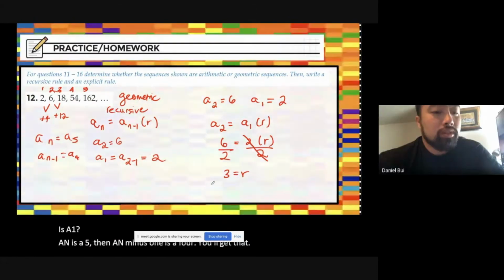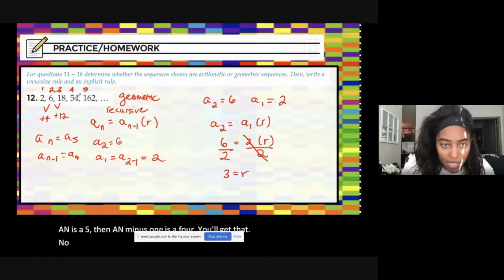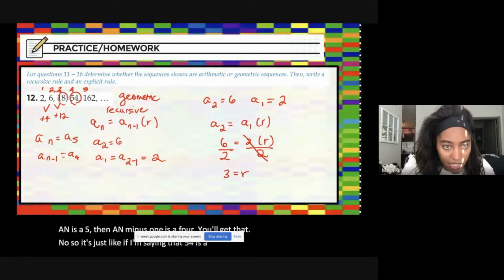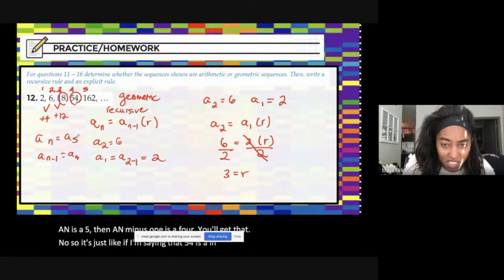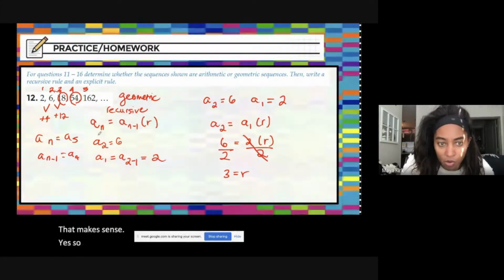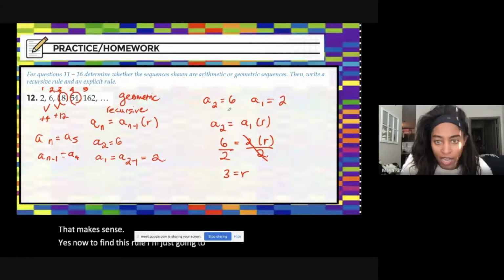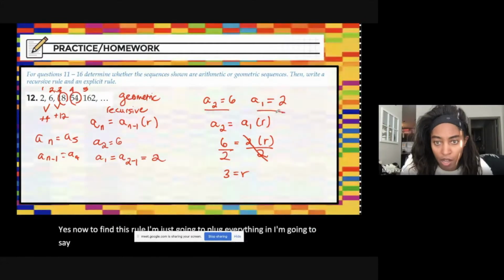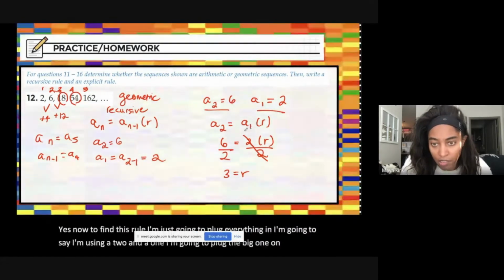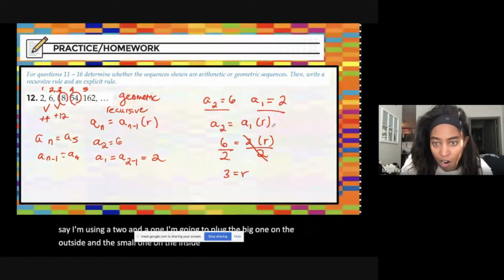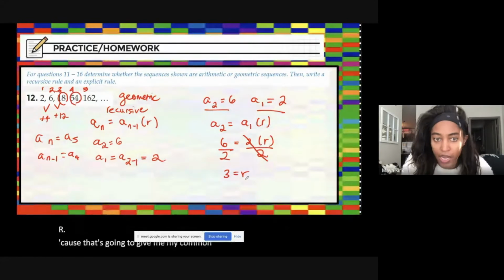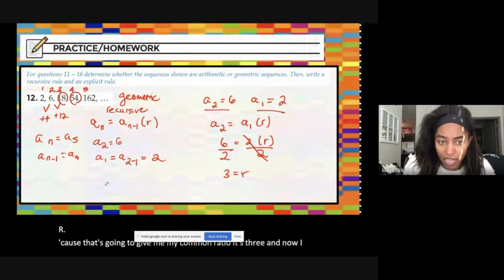So it's just like if I'm saying that 54 is AN, then 18 is AN minus 1. Does that make sense? So now to find this rule, I'm just going to plug everything in. I'm using A2 and A1. I'm going to plug the big one on the outside and the small one on the inside, and then solve for R because that's going to give me my common ratio. It's 3. And now I have everything that I need.